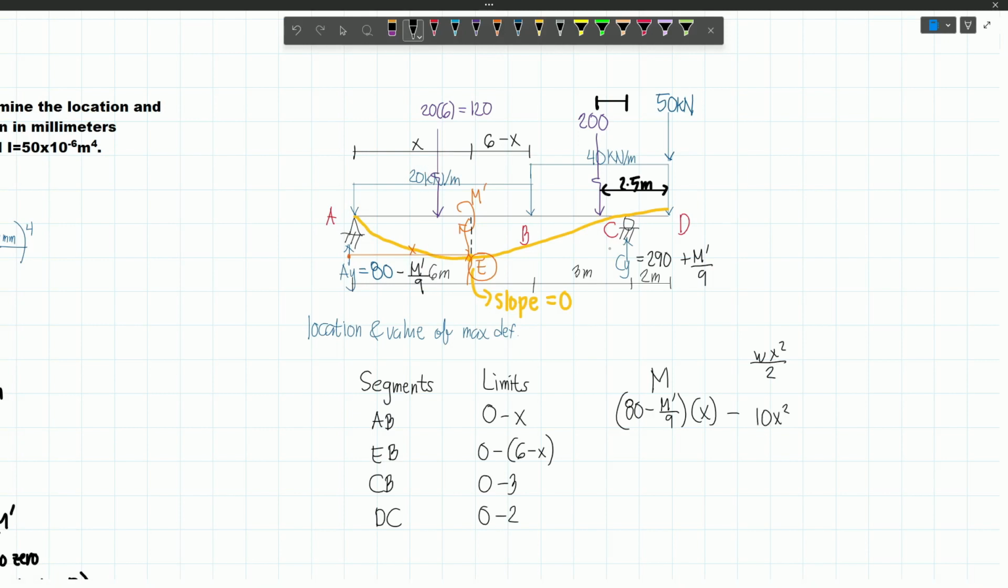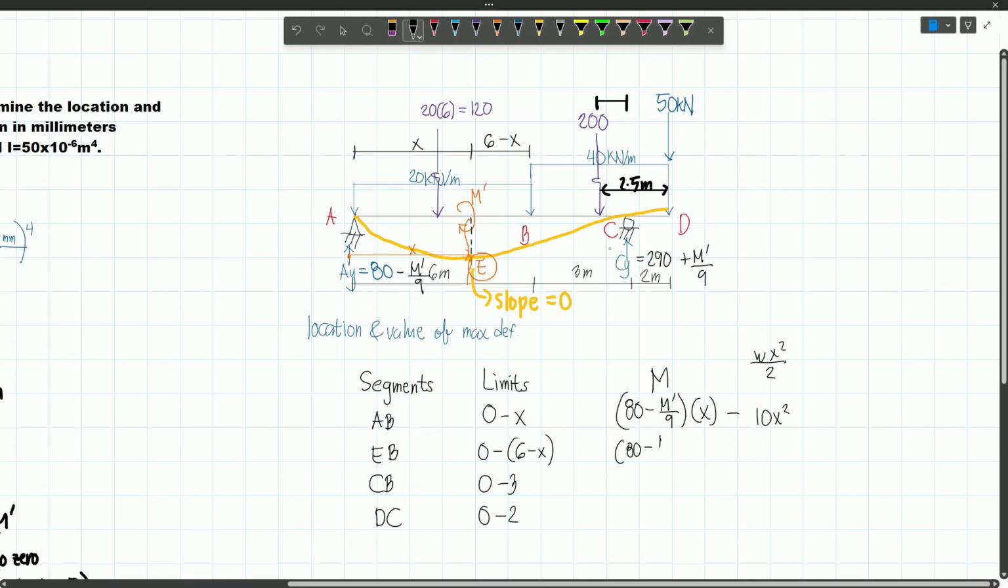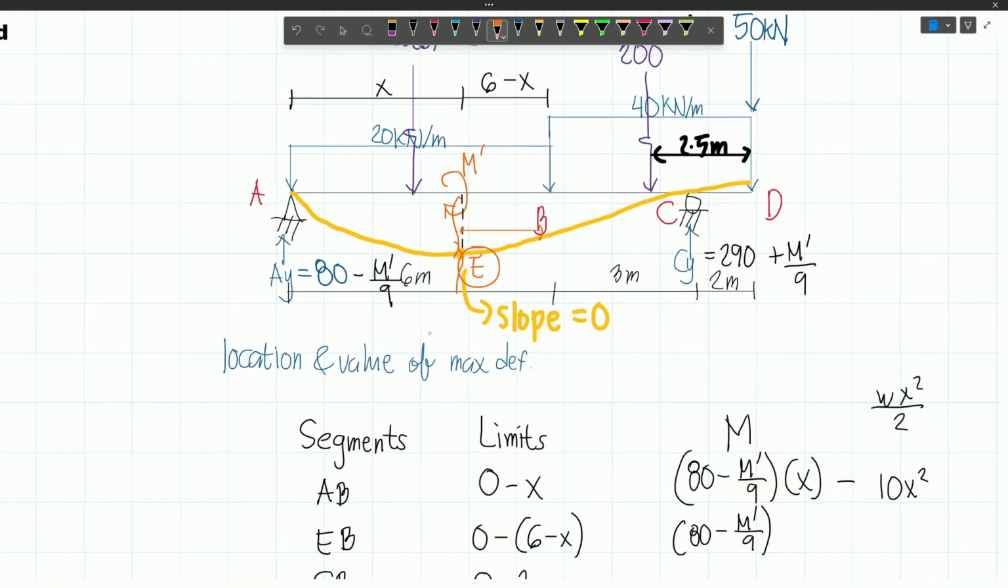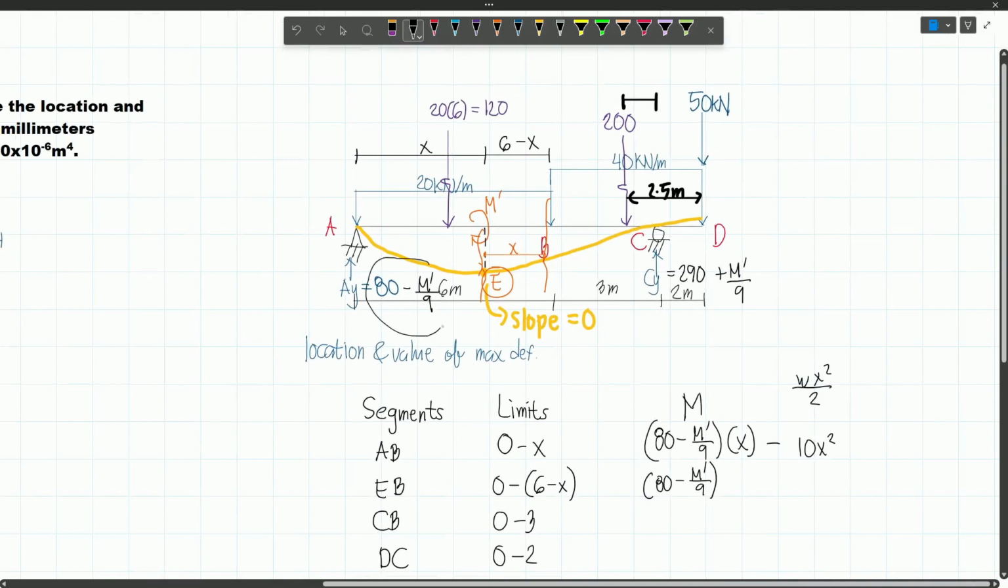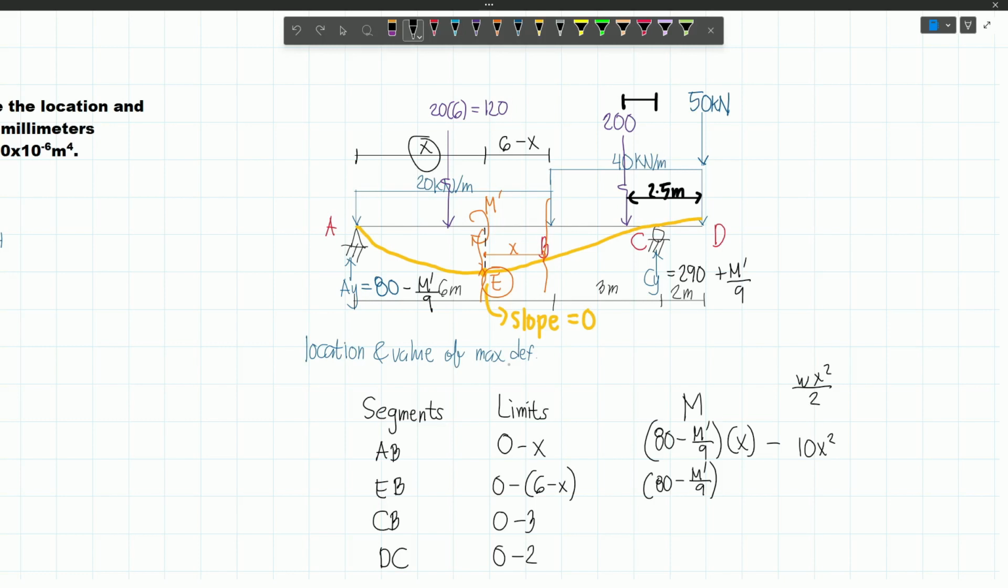And then for segment EB, we have 80 minus M prime over 9. Again, we have a new origin, from E to B. So that will be from here patungo dito sa B. And so this will be our x. So the moment this will cause is 80 minus M prime over 9 multiplied by this distance plus itong x. However, because we still do not know kung ano yung value ng x, that means na yung mas ideal na origin is from the right. Kasi hindi kasi natin alam tong x value dito.